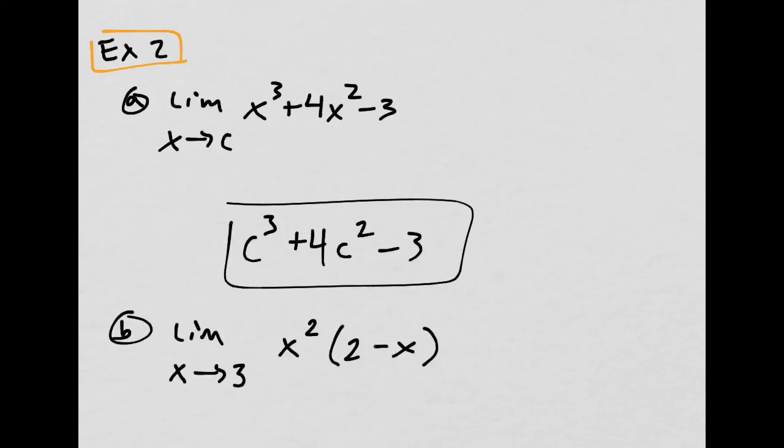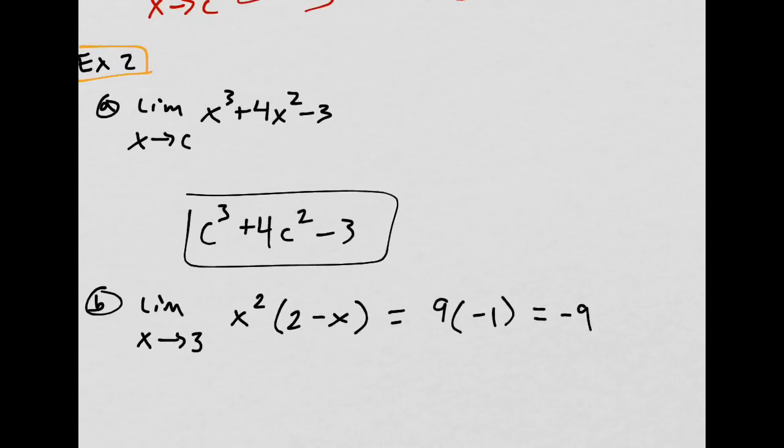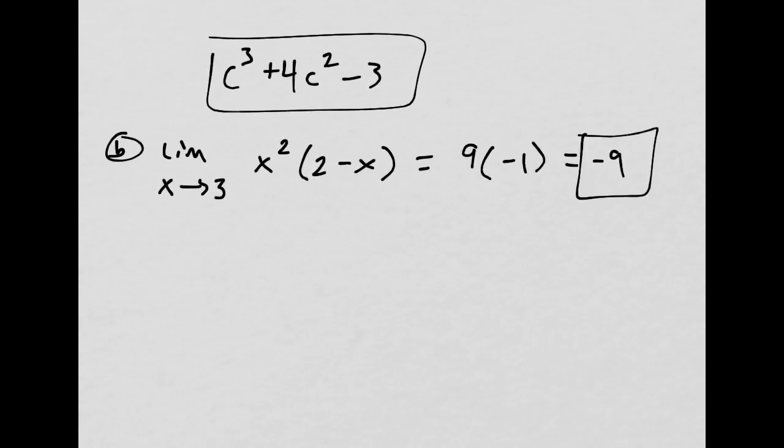So if we evaluate with direct substitution for this, what do we get? We get x squared, x is approaching 3, so that's 3 squared, which is 9. And then 2 minus 3, which is -1. So this approaches -9. So this limit is -9. Fairly straightforward.